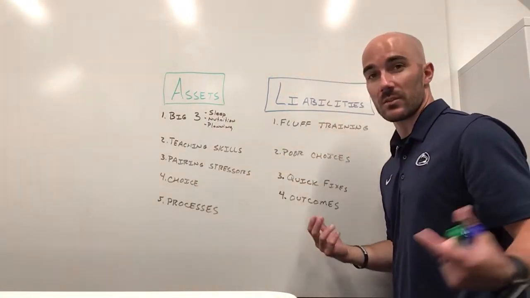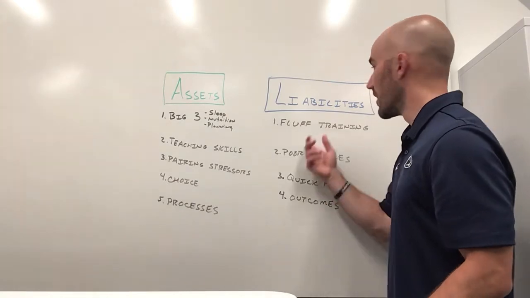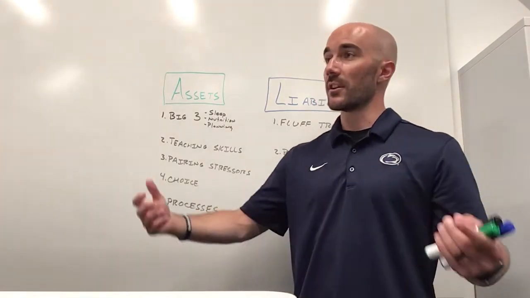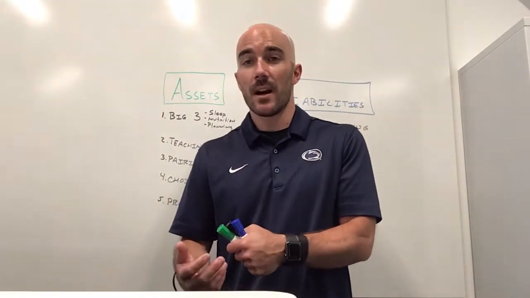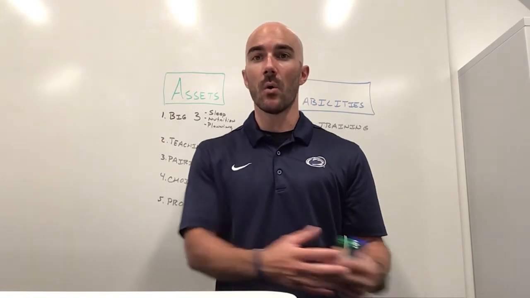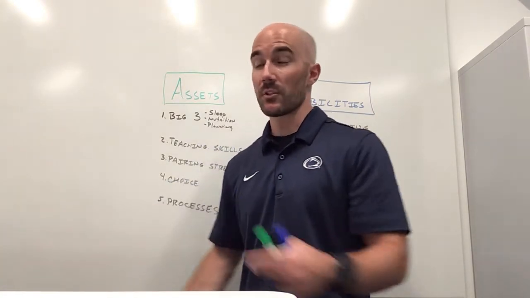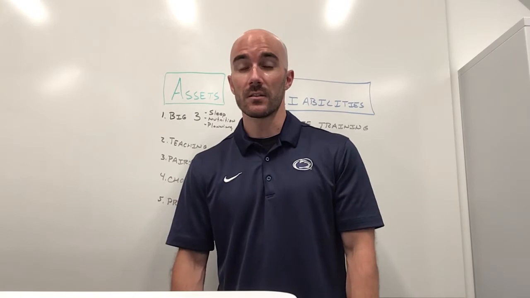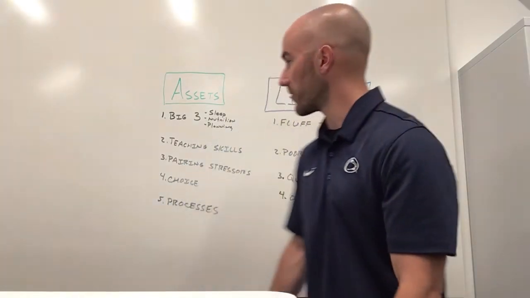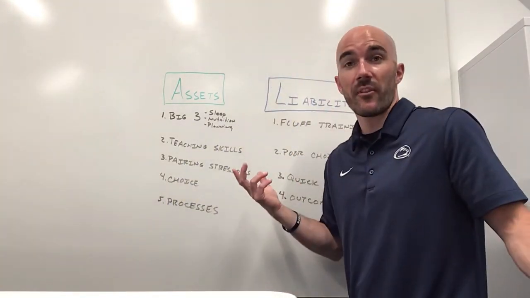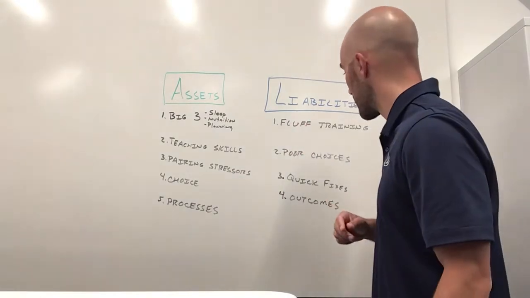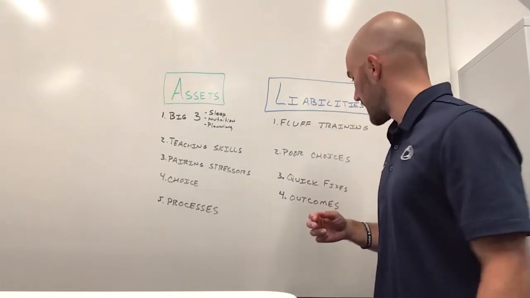Let's look at just some quick examples of some liabilities. Fluff training. Things that are out there that look kind of fancy, but maybe not contributing to the whole. Jumping around from different training emphasis areas or focus. That could be considered fluff training. It can have some effect, okay, but it certainly costs me some. Poor choices, that's a given.